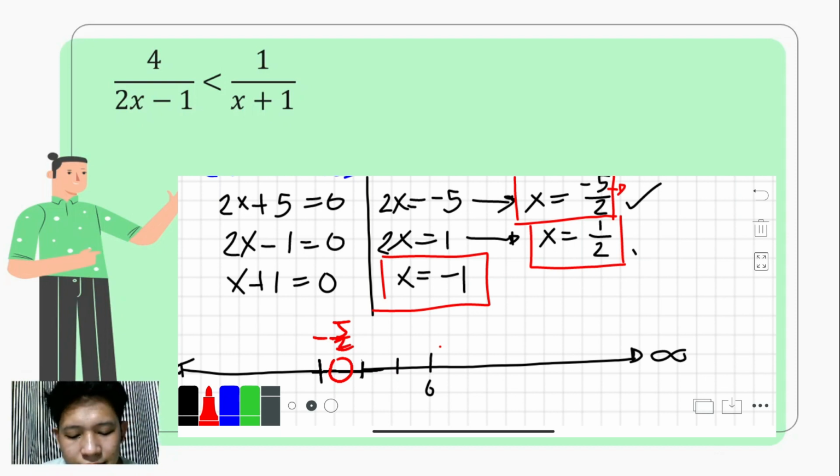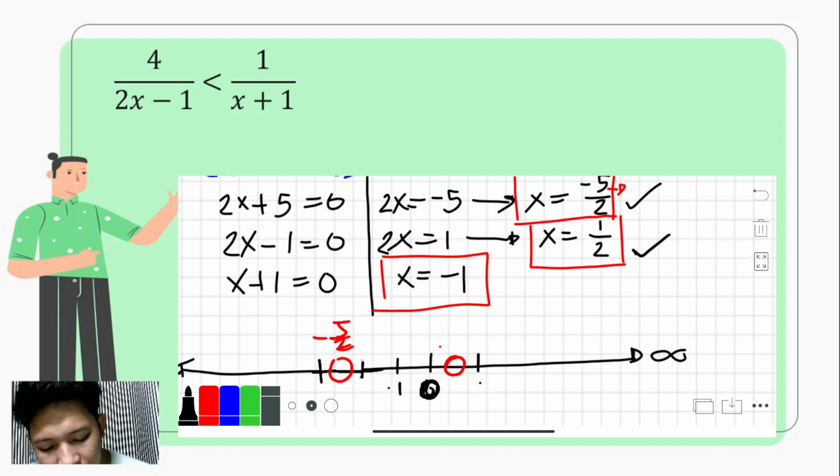And then after that is that we have the second critical value. That's 1/2. So, if this is 0 and this is 1, so where is 1/2? 1/2 is in between. And since less than lang naman yung ating inequality symbol, so hollow dot lang po. So, ito po si 1/2. And then, we have negative 1. So, if this is 0, then negative 1 would be here. And then, it will also be a hollow dot. Okay po? So, ito po yung ating critical value. So, lagyan lang natin ng numbers ha. This is 1, this is negative 2, negative 1, negative 3.